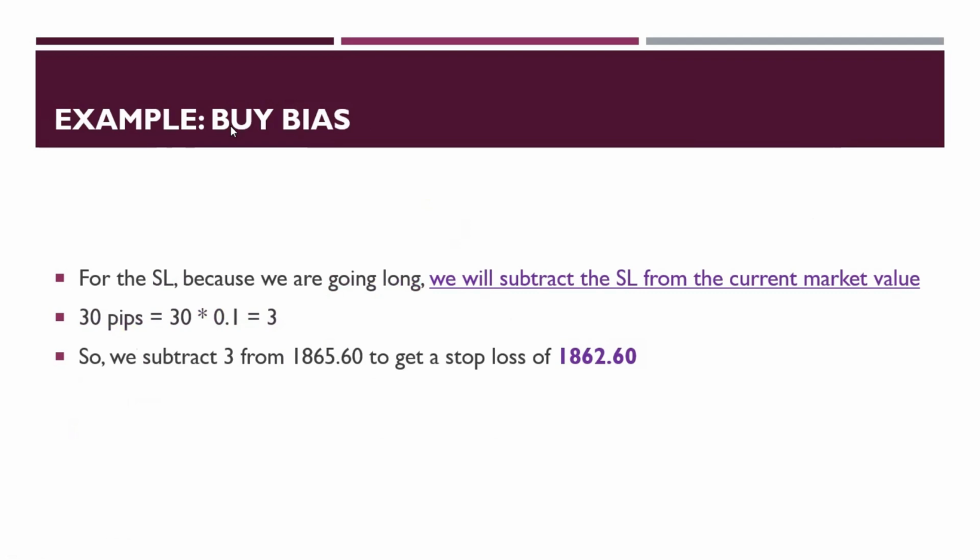Then for a buy bias as well, if you want to set the stop loss, now you are buying at this point, let's assume you are buying at this point. That means your stop loss will be below the current market price here. You said we had a stop loss of what? 30 pips. So I will calculate my stop loss by saying 0.1 times my 30 pips, which will give me 3. Then I will subtract the 3, which is how much I'm risking, from the current market price of 1865.60 to get a stop loss of what?